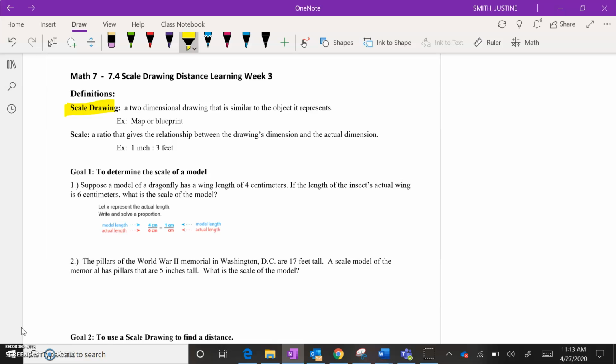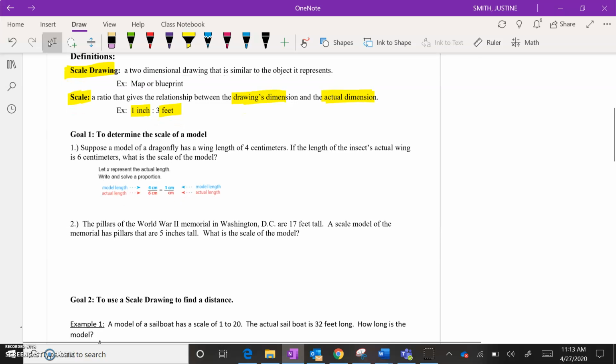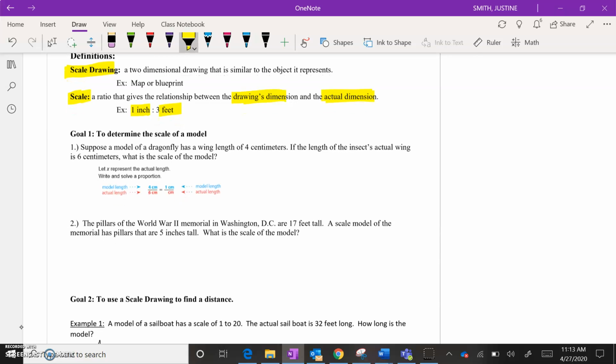On a scale drawing, there is a scale, and a scale is just a ratio that gives the relationship between the drawing's dimensions and the actual dimensions. For example, 1 inch to 3 feet would be an example of a scale. So the first thing we're going to do is determine the scale of a model.